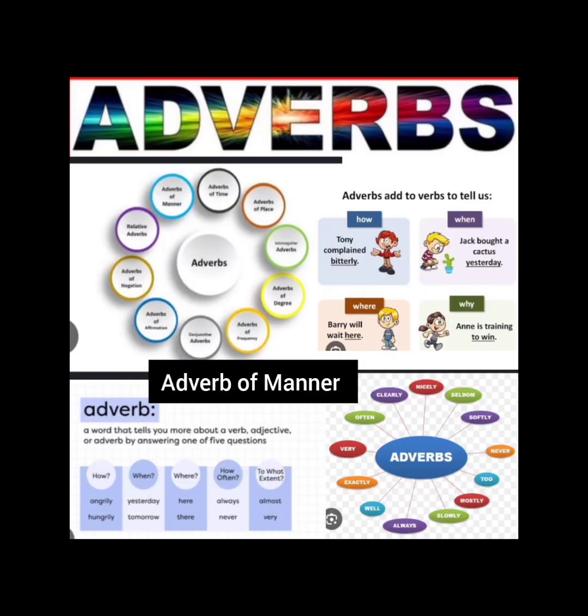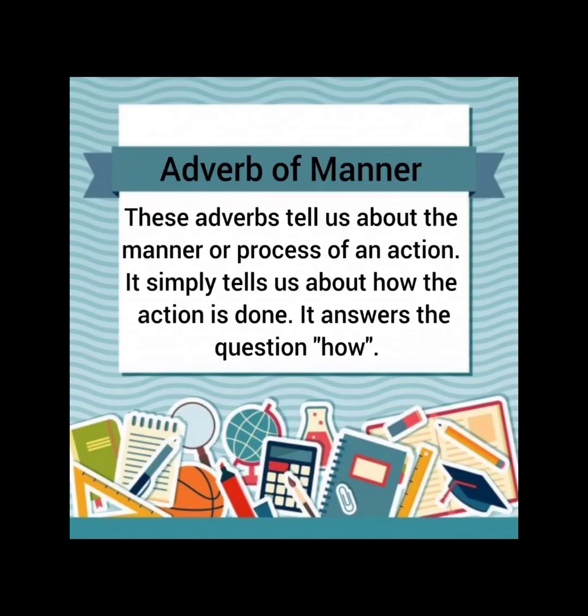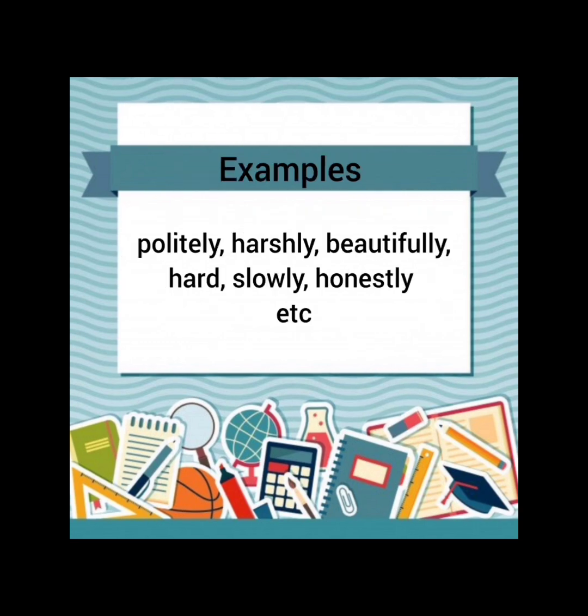Adverb of manner. These adverbs tell us about the manner or process of an action. It simply tells us about how the action is done. And finally, it answers the question, how. For example, politely, harshly, beautifully, hard, slowly, honestly, etc. Let's have a look at examples in the form of sentences.